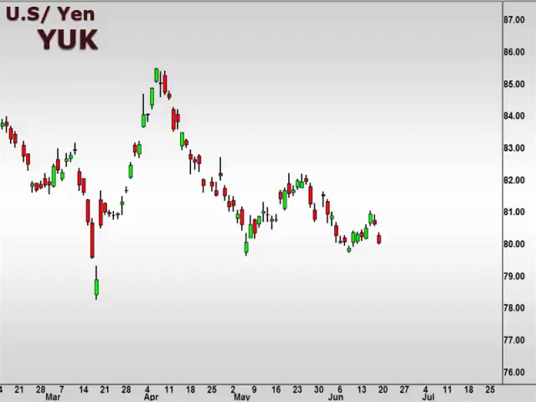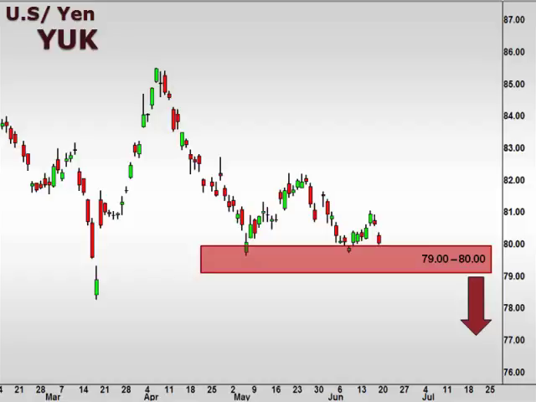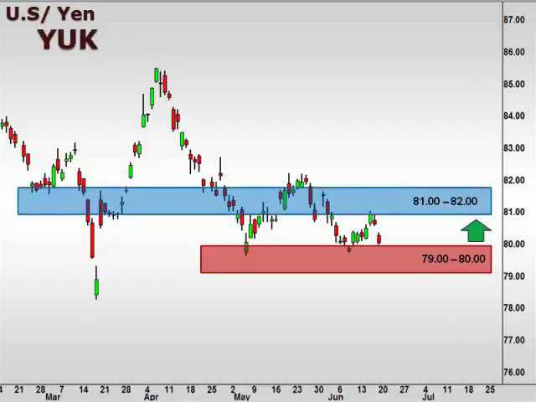A bounce at 98 should extend to the upside, pushing towards this 99.100 focal zone. Let's take a look at the YUK, the U.S. versus the Japanese yen. Well, the YUK is back testing that 79.80 support level. A break below 79.5 opens the window for continued weakness for the U.S. dollar against the yen. However, a bounce here is likely to meet with resistance once again at that 81.5, 82 focal zone.